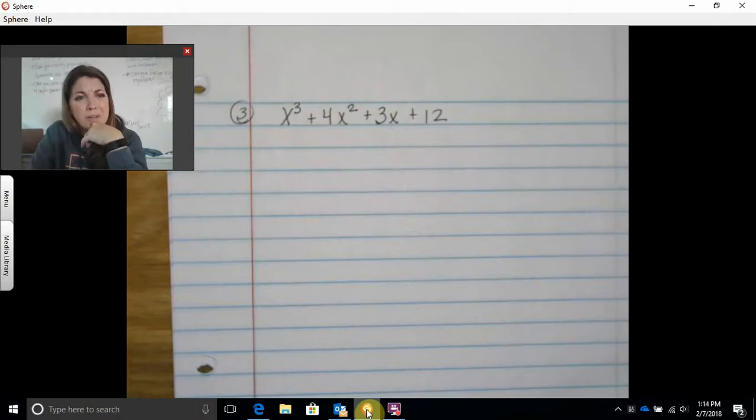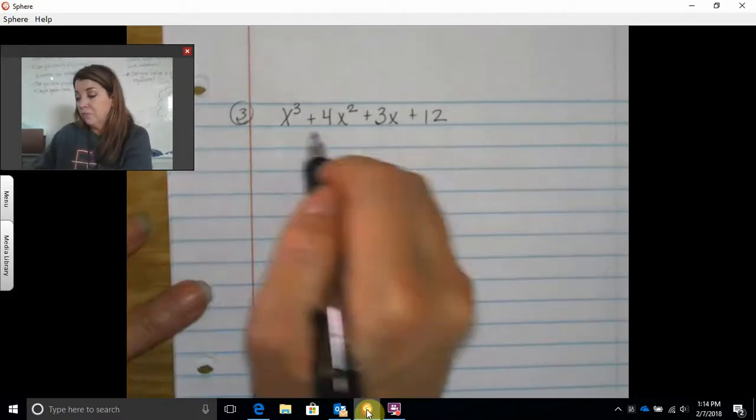What else do I know? Grouping. Factor by grouping. Whenever you see four terms, automatically you go to factor by grouping. Now, it doesn't automatically mean it's factorable, but that's the only way we know to factor it at this juncture. Am I right? Okay, so remember, factor by grouping.